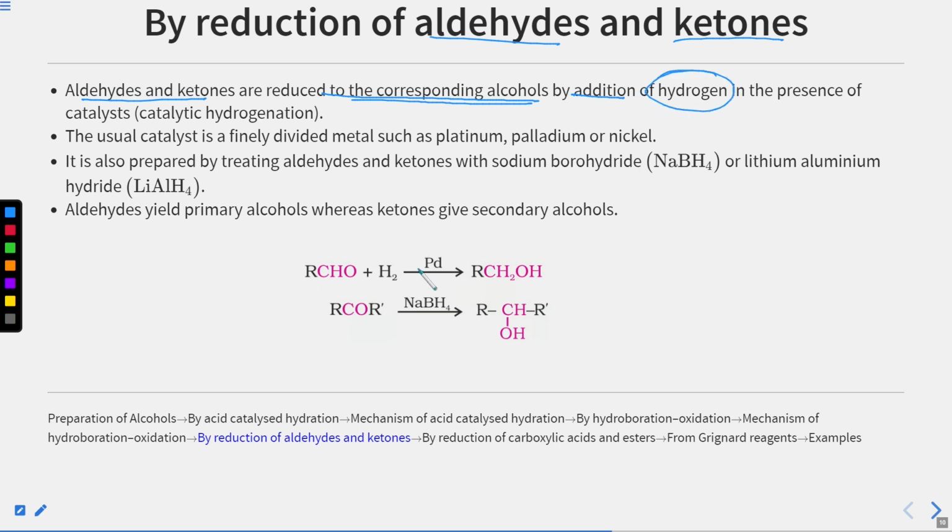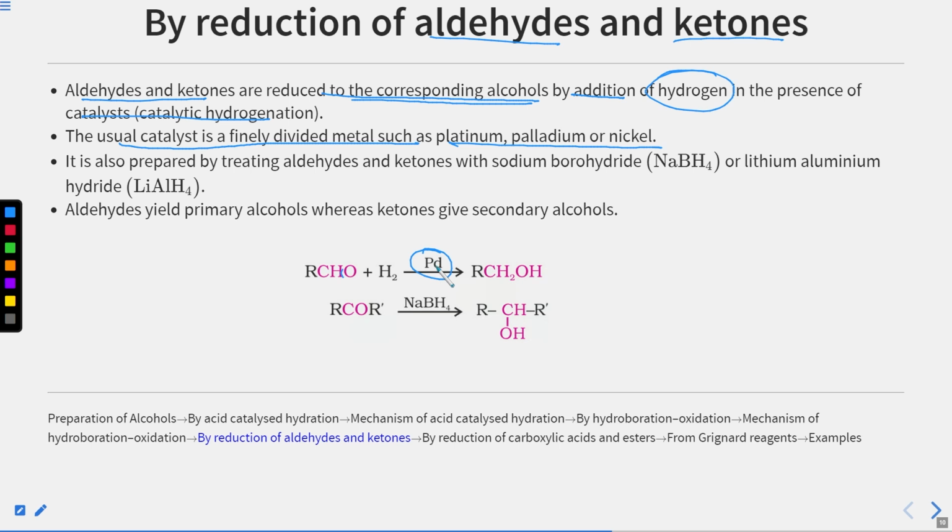So you can see that O has remained, but 2H has been added. So one H is here, and one H is on your O. So this is the addition of hydrogen in the presence of a catalyst, that is catalytic hydrogenation. Because we have used Pd here, it is done in the presence of catalytic hydrogen. The usual catalyst is a finely divided metal such as platinum, palladium, or nickel.